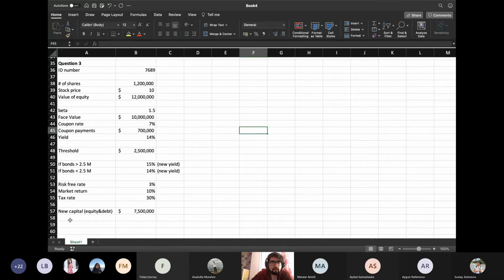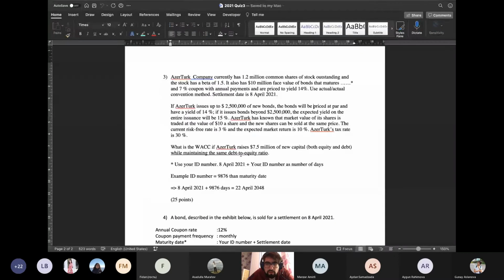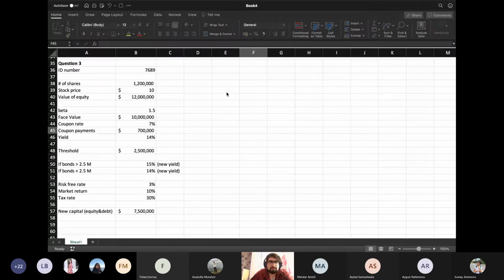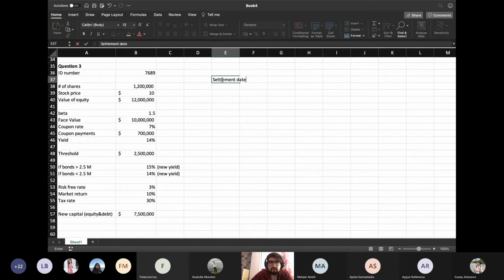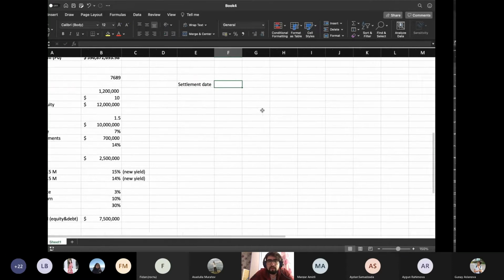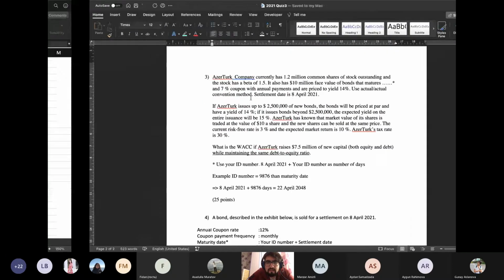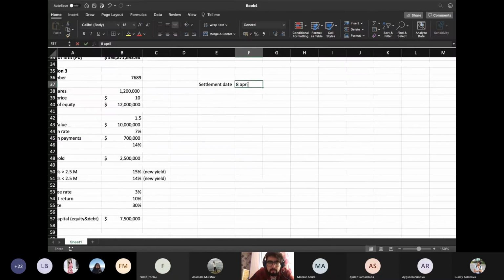Okay. We need to find VAC with the same debt to equity ratio. Let's start with our dates. We are given settlement date as 8 April 2021. ID number. Let's say number of days. It's the same as ID number.